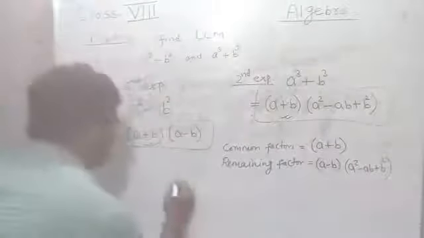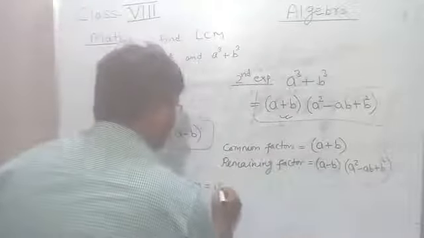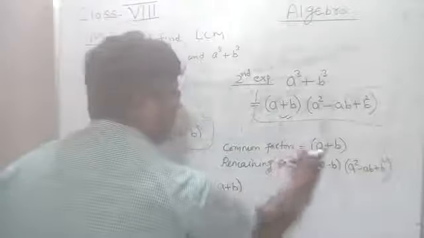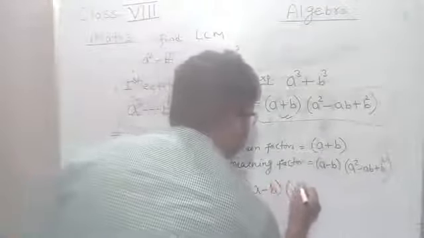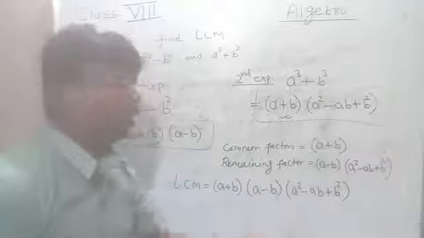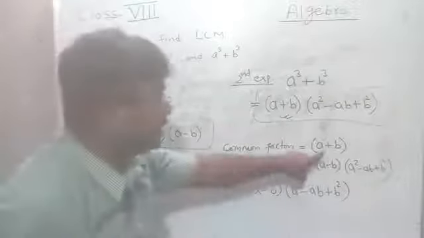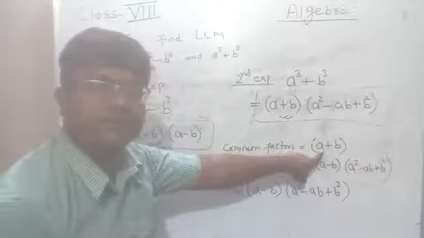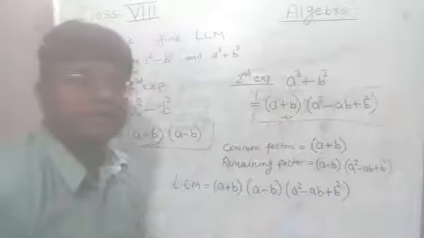So what will be your LCM? In the LCM we have to take the common factor and the remaining factor also, that is a plus b, a minus b, a square minus ab plus b square. But if we need to find the HCF of the same question, then the HCF is a plus b only. Factorization is very easy because it is directly on the formula.